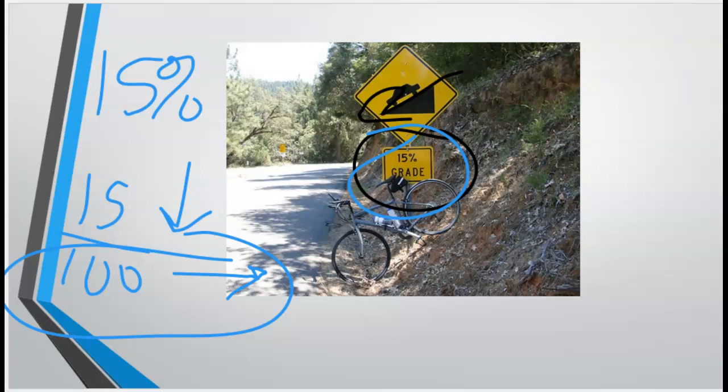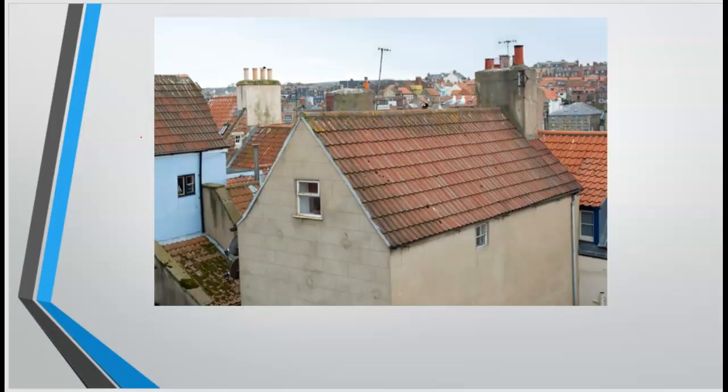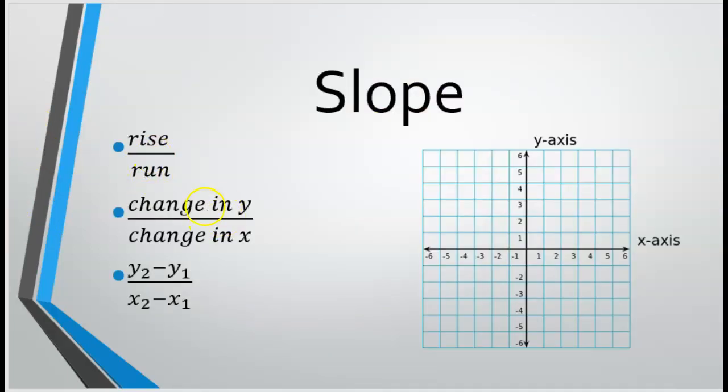So the percent grade when you're talking about roadways, whether it's an increase or a decrease, and also the steepness of a roof, these are real life examples of slope. But the definition of slope is the change in the y values over the change in the x values. So vertical change over horizontal change.